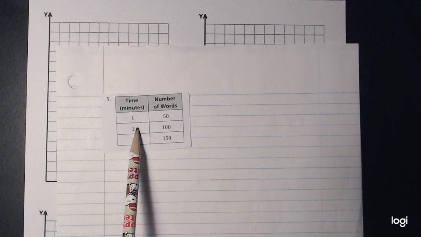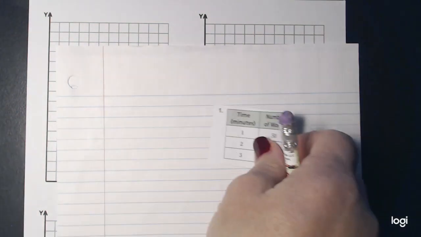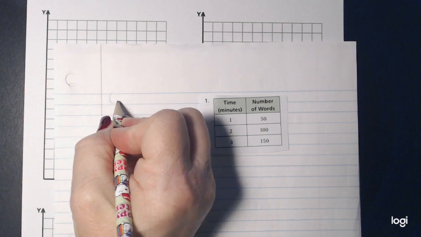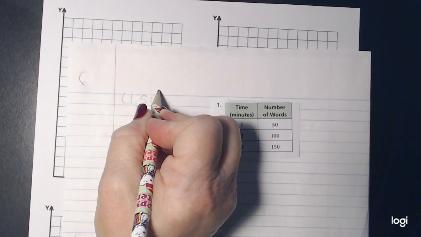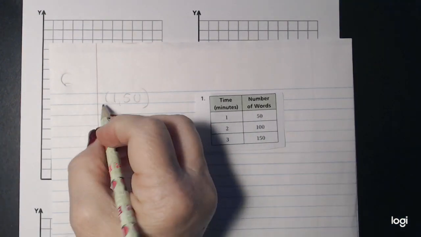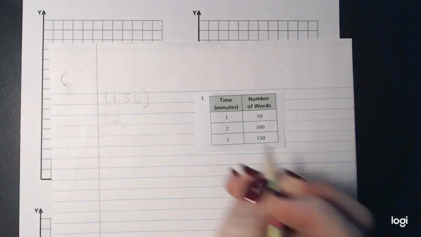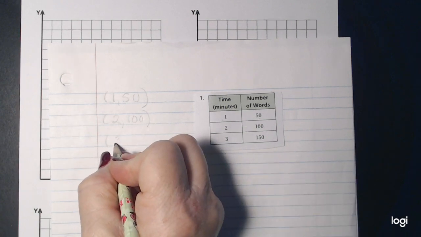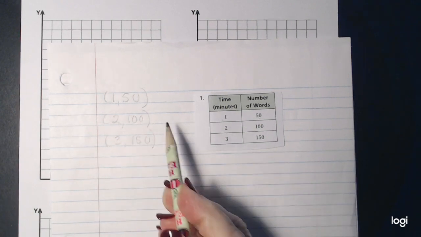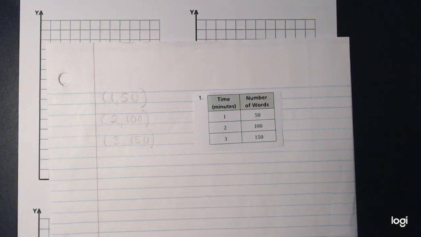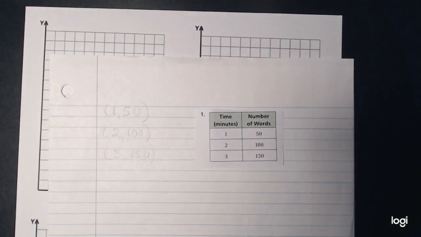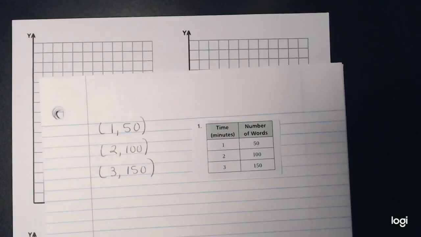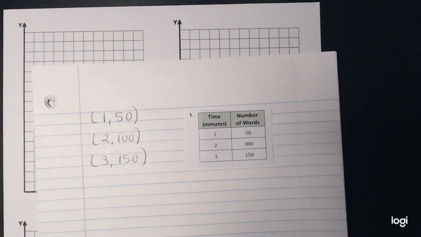So I'm going to list my ordered pair. I'm going to take my chart, and on my notebook paper, I'm going to write the ordered pair. The first one is going to be 1, 50 right here. The next one is going to be 2, 100. And the last one's going to be 3, 150. And so we need to list our ordered pairs on our notebook paper so that we can see which ones we need to graph.